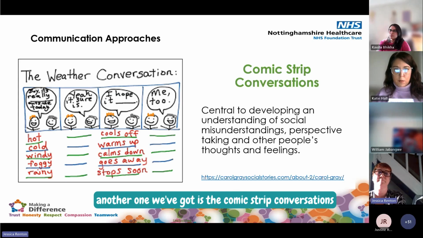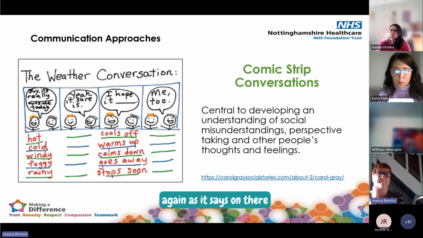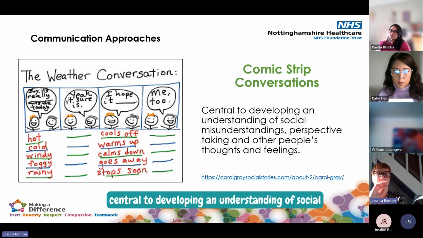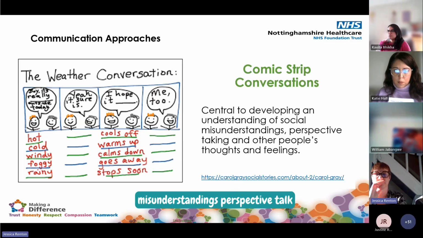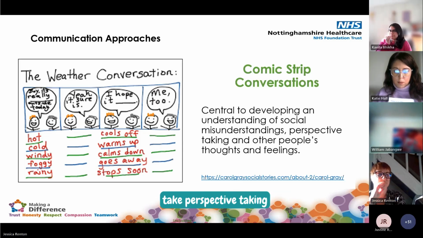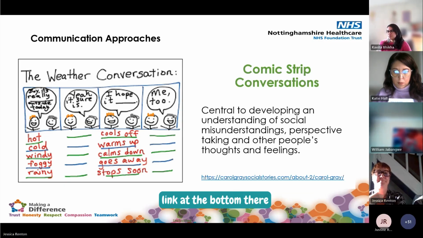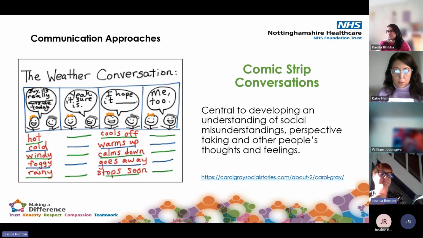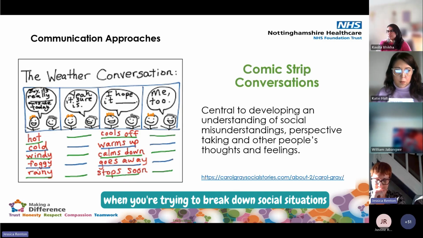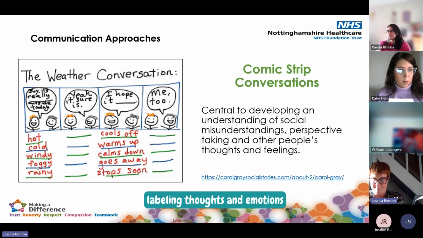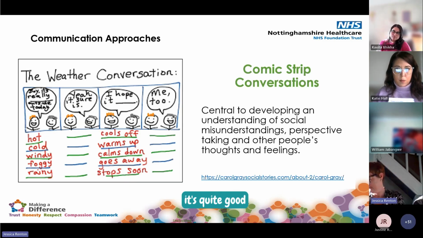Another one we've got is comic strip conversations. Again, as it says on there, central to developing an understanding of social misunderstandings, perspective taking, and other people's thoughts and feelings. And there is a link at the bottom there. It's really good when you're trying to break down social situations, labeling thoughts and emotions.